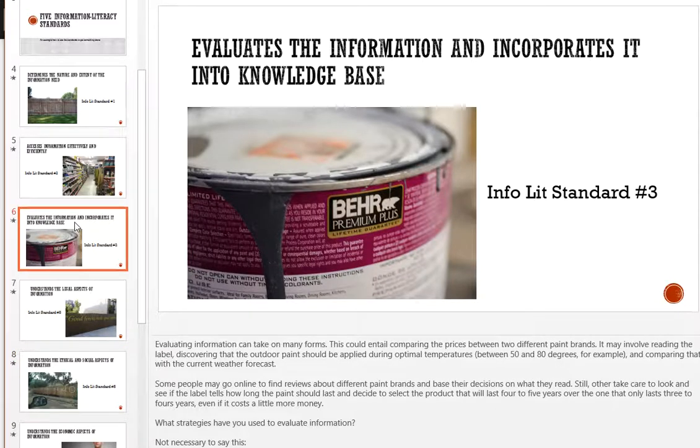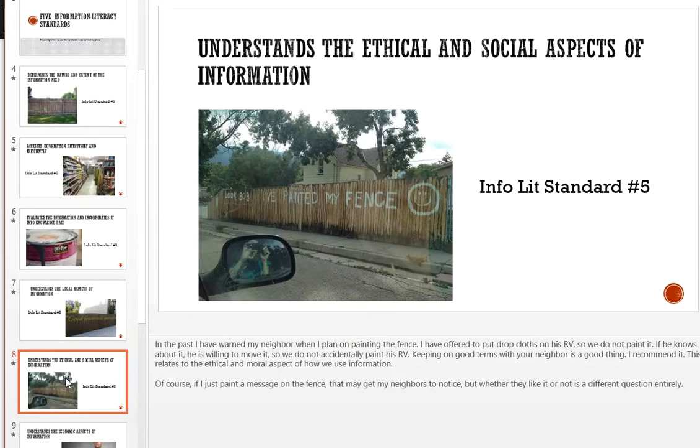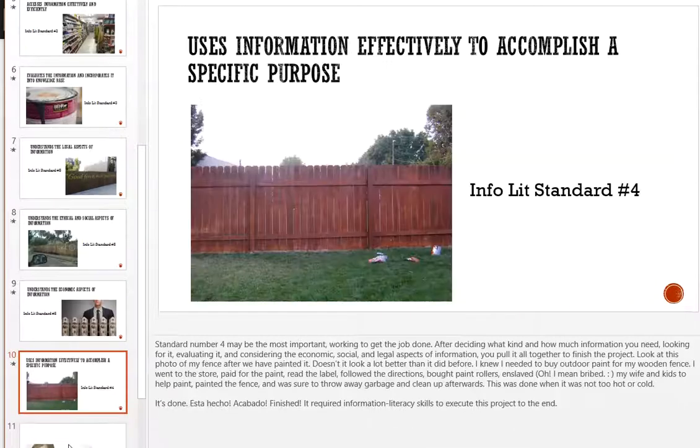You need to tell us how you evaluated the information you did find. What kinds of criteria did you have? Was money a factor? If it costs a lot of money, would you do this thing still, right? And then consider the social and ethical aspects, the economic aspects, and also the last thing is to effectively accomplish a specific purpose.